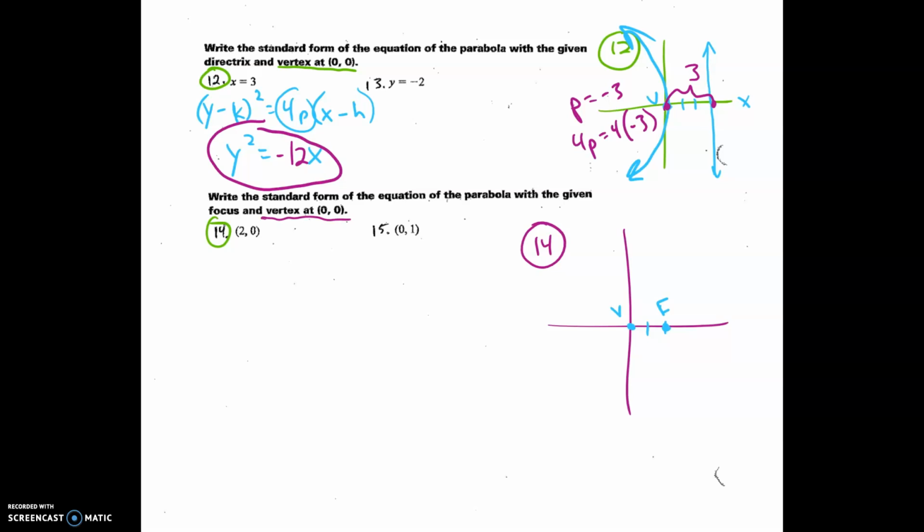Remember that the focus is always inside of the parabola, right? And so we have it like this. And so the directrix is going to be over here somewhere. So that tells you two things. It tells you that y is squared, not x, because if x was squared, it'd either be opening up or down. And then I see that it opens to the right, so p is positive. All right, so I'm going to stop there.